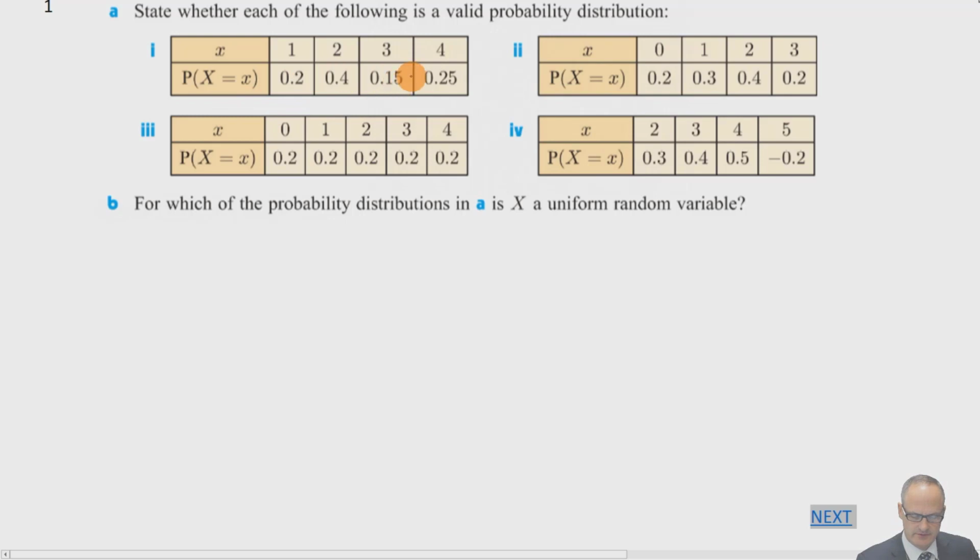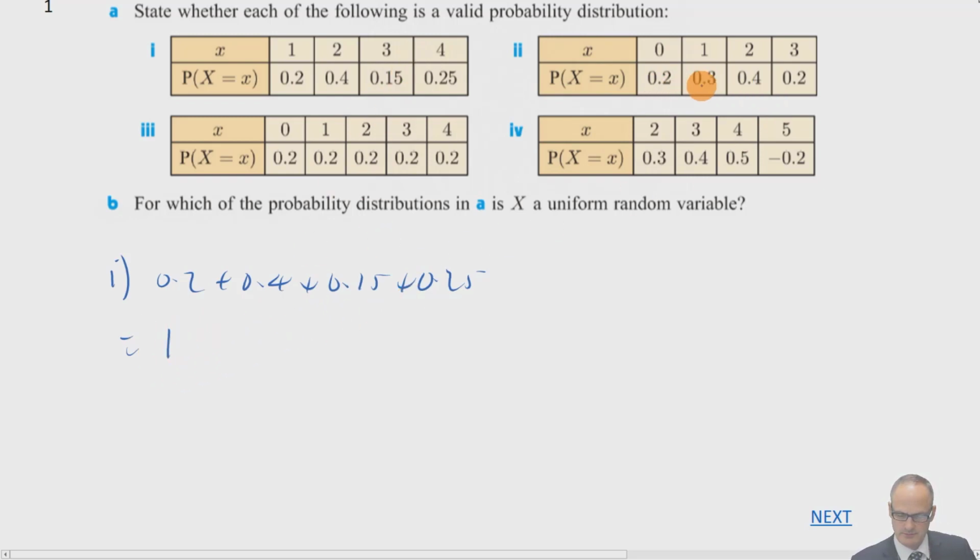So let's look at the first one. In part 1, we've got 0.2. We add these all up. We can see 0.2 plus 0.4 is 0.6, plus 0.25 will get me to 0.85, plus another 0.15, that will get me to 1. So the probabilities all add up to 1, and every single probability is between 0 and 1, so therefore it's a valid probability distribution.